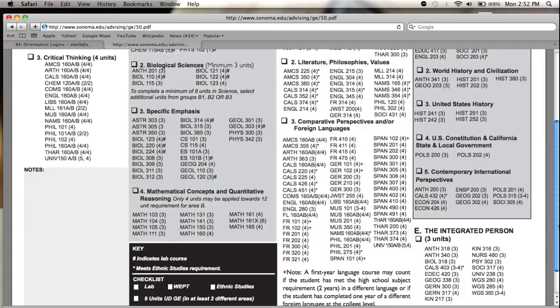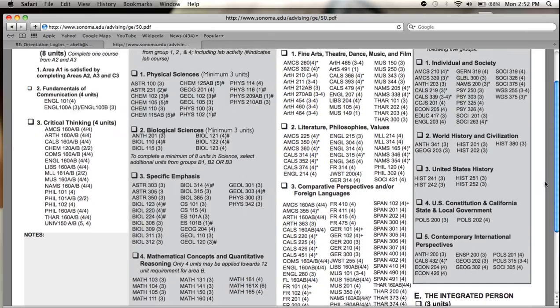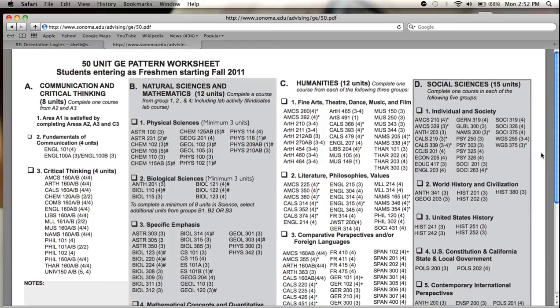But overall, the GE pattern is a really helpful tool for when you graduate, because you'll have a liberal arts degree, so you'll have a well-rounded education. So this is the GE pattern, and you can access this by typing in GE pattern on the Sonoma State search key. And I hope this video was helpful for you.